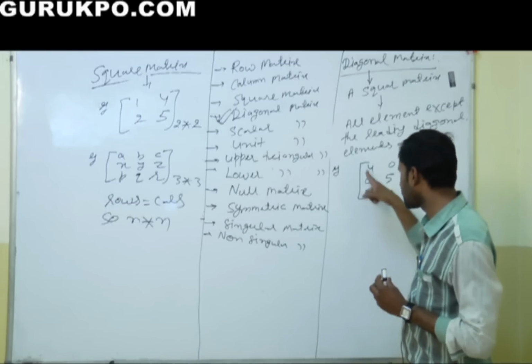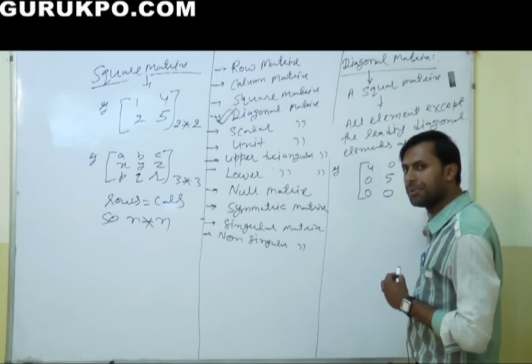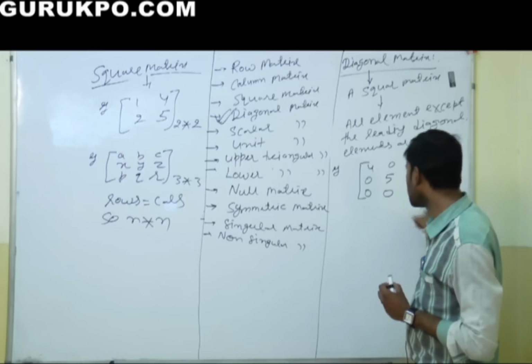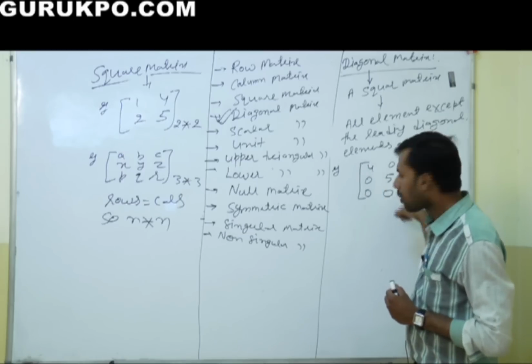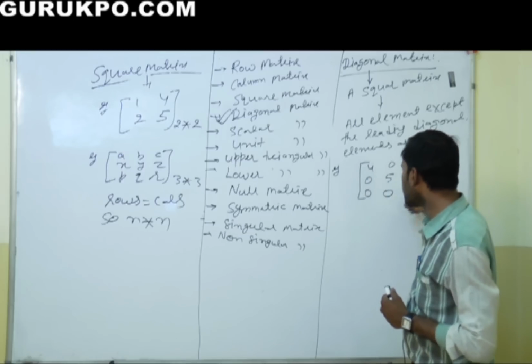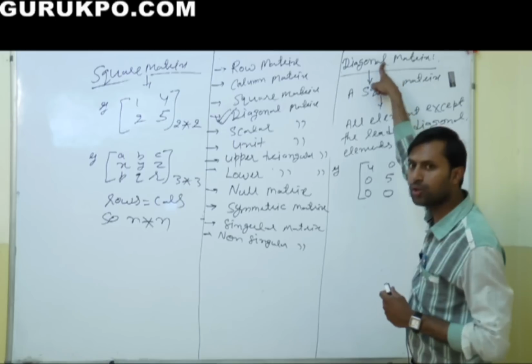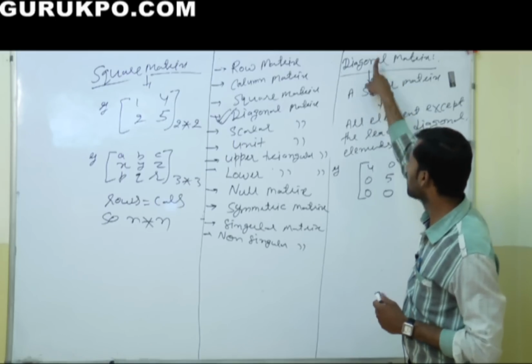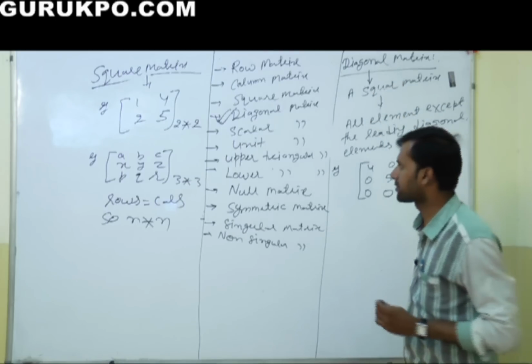In a diagonal matrix, first, it must be a square matrix. Second, all elements except the diagonal are 0. If it is a square matrix like that, it will be a diagonal matrix.